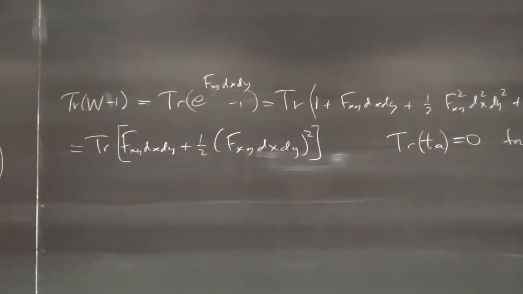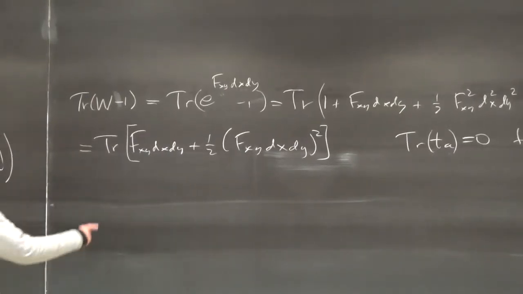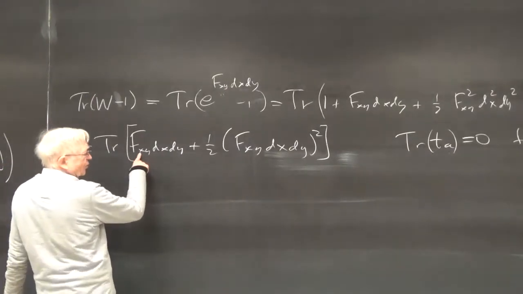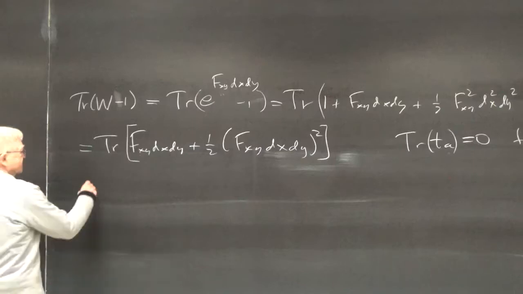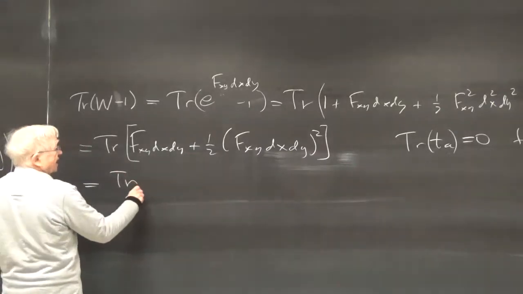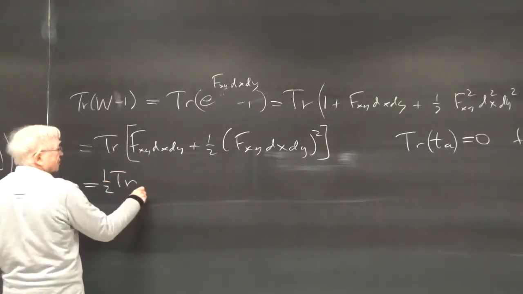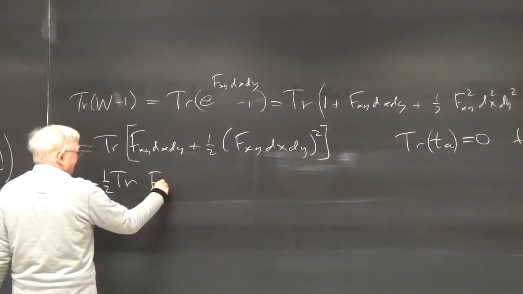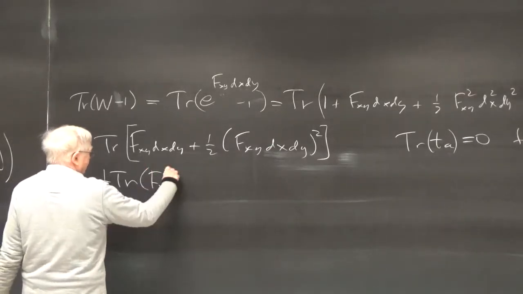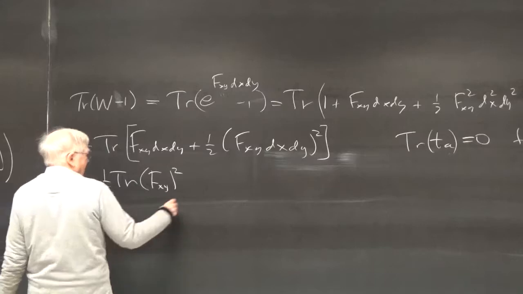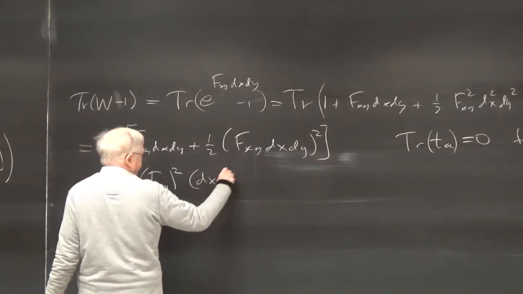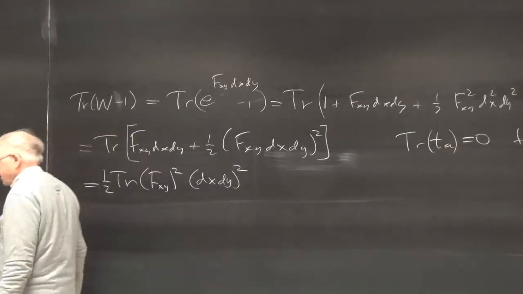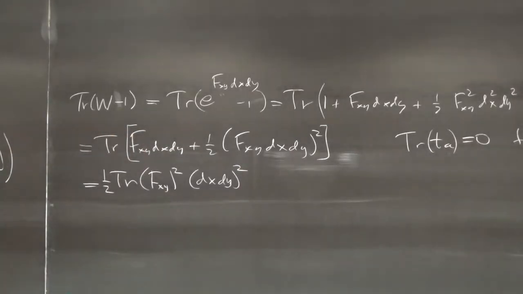Okay, so what happens then is that this term goes away for all the groups that are basically considered SO(N), SU(N), and so this is just 1/2 the trace of F_xy squared times dx dy squared. So it's the square of the area.